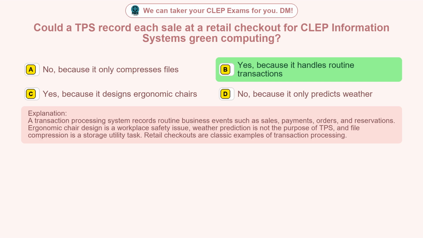A transaction processing system records routine business events such as sales, payments, orders, and reservations. Ergonomic chair design is a workplace safety issue. Weather prediction is not the purpose of TPS, and file compression is a storage utility task. Retail checkouts are classic examples of transaction processing.